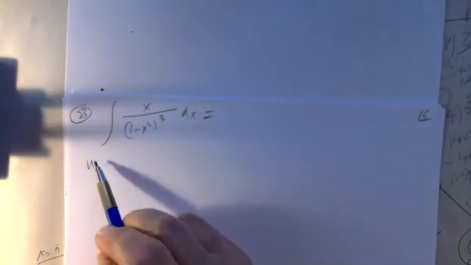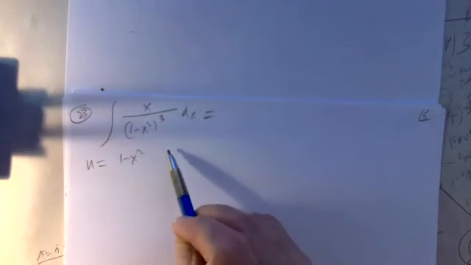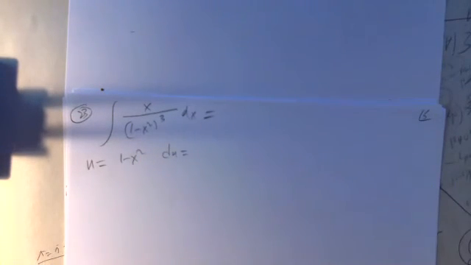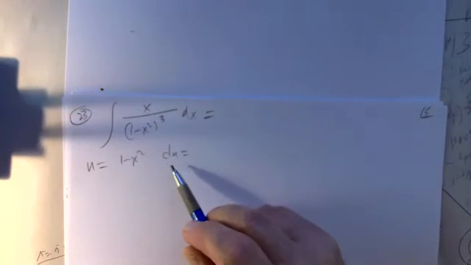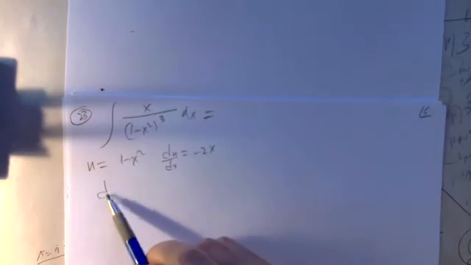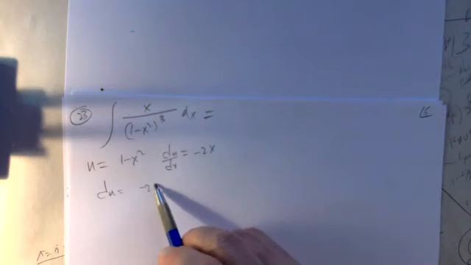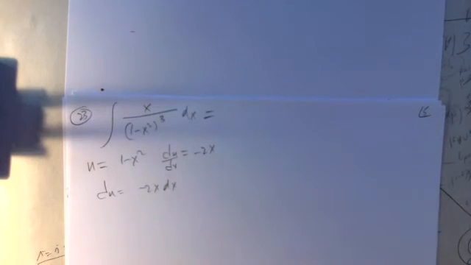So in this problem, what should we choose u to be? One minus x squared. And in that case, what is du? Minus 2x. No, du dx is minus 2x. And what is du? You just sort of multiply across the dx, you get minus 2x dx.